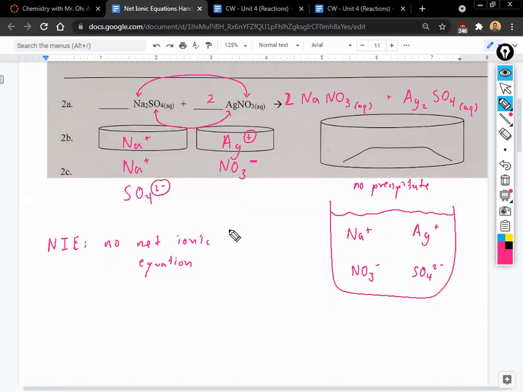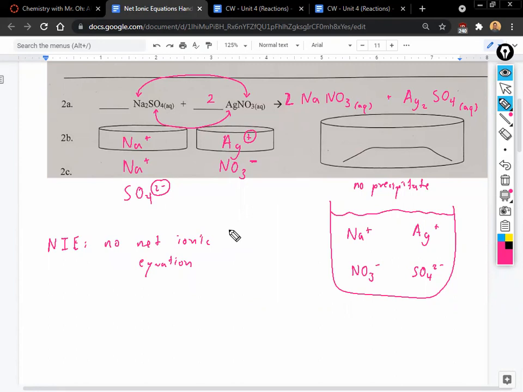On a test, since we are prepping for the AP test, get used to writing "no net ionic equation," because the grader might see "no NIE" and wonder what you are talking about. They'll probably know, but better safe than sorry, right? We have to do double the drawing.